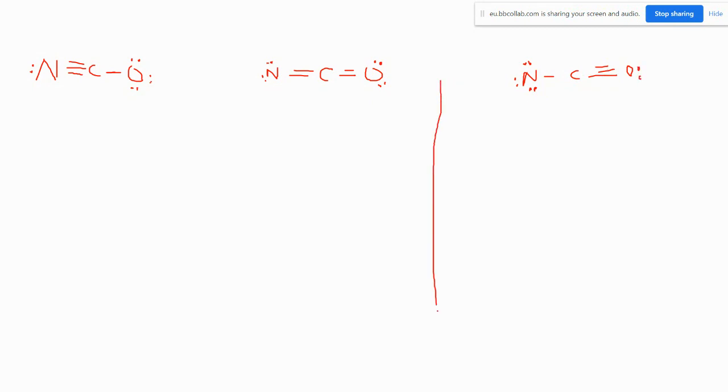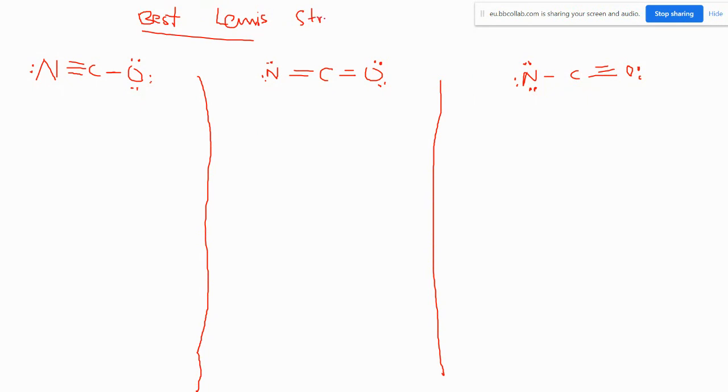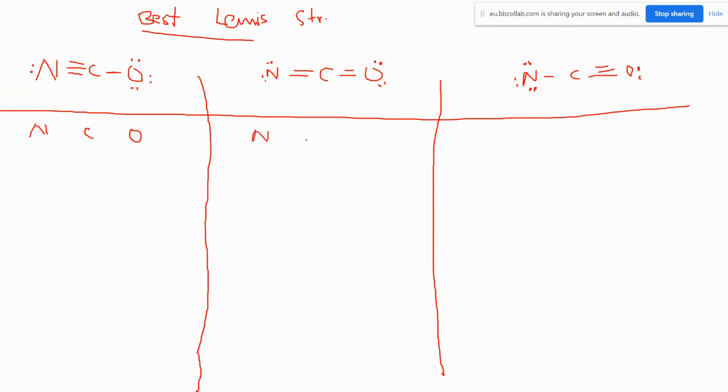Now which of these is the best structure? Best Lewis structure? This will be your question. Hopefully you will not get this kind of question in the exam, but this is good for you. Your friend will say if it is not in the exam, just leave it. Okay. So now formal charge. We have to find the formal charge for nitrogen, carbon, and oxygen in this structure.